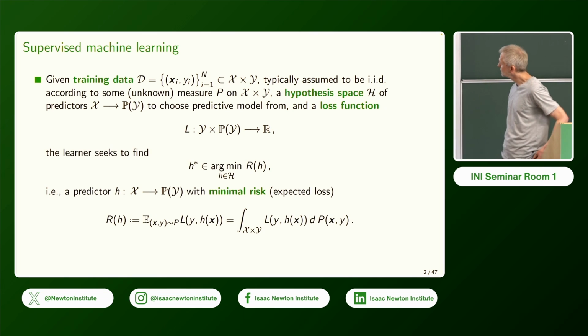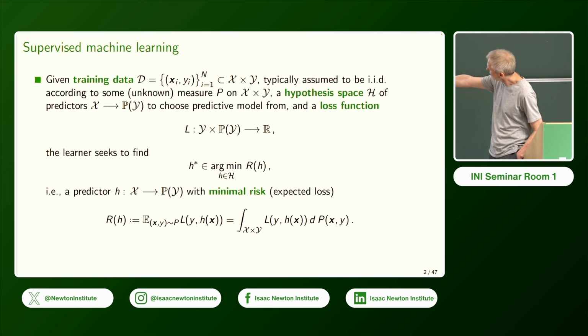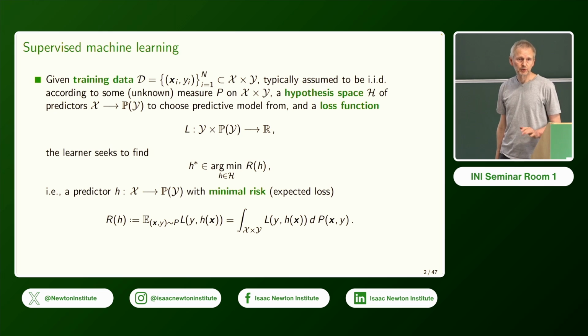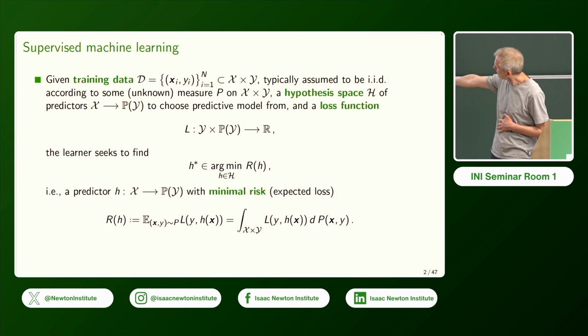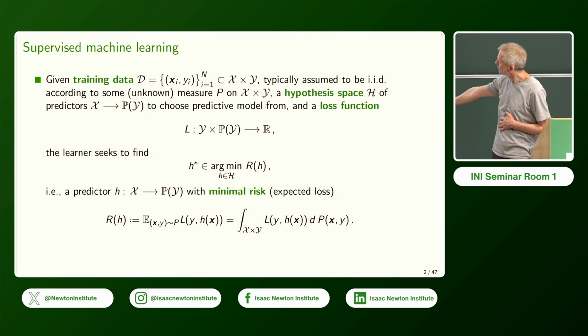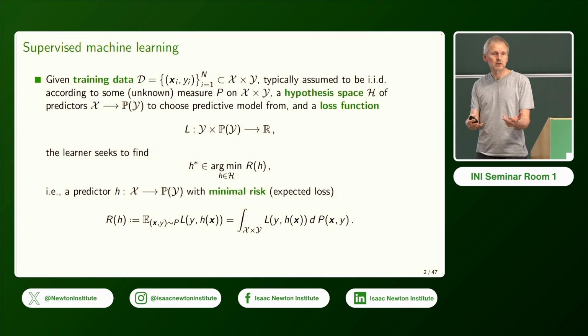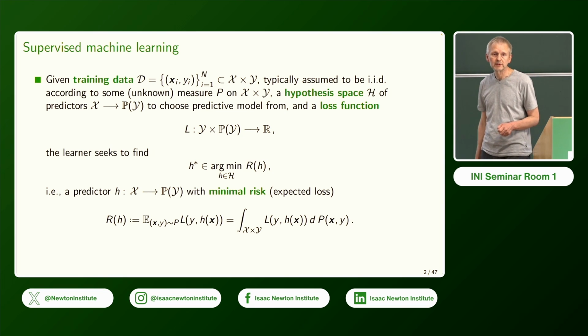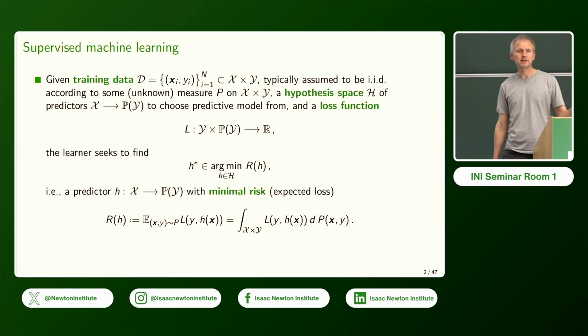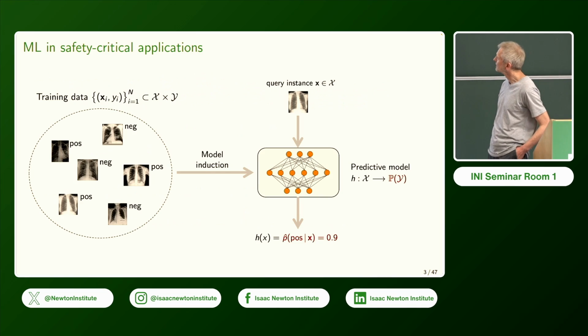The task of the learner is to find a risk minimizing predictor H star, meaning a predictor which has minimal expected loss or minimal risk, where the risk is just defined as the expected loss, the expectation taken with respect to this unknown probability measure P. So the standard setting of supervised learning.